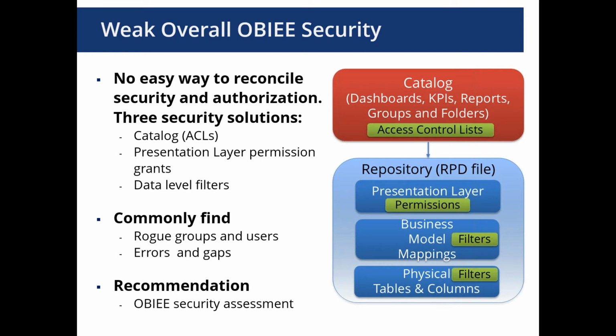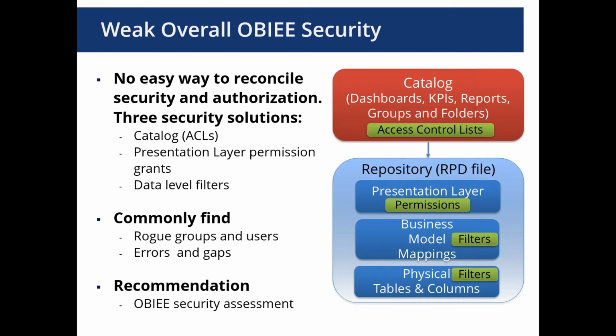Who has access to what as far as the access control list in the catalog, who has access to what as far as the permissions that have been defined to tables and or columns within the presentation layer, who has access to what as far as any row level or column level object filters, either at the BMM or the table level. Through our assessments, we regularly find what I'll refer to as errors and gaps, or rogue objects, rogue users. We'll say these are surprises.